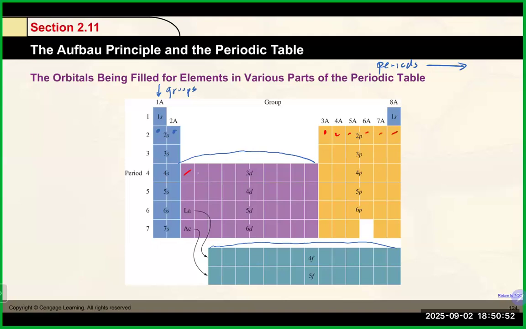The D block here has 1, 2, 3, 4, 5, 6, 7, 8, 9, 10, and you can put 10 electrons in the D subshell. You could trust me, but count all the way across here, you got 14 boxes going across there, which is how many electrons you could put in the F orbital.